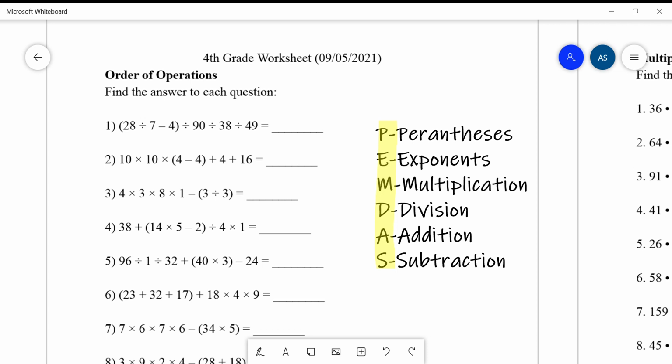Hey guys, so today we'll be working on the 4th grade worksheet for week 4. On our first page we'll be working on our order of operations again, because we did so last week. But this time we're working with a lot more numbers, so it would be a lot more confusing, right?